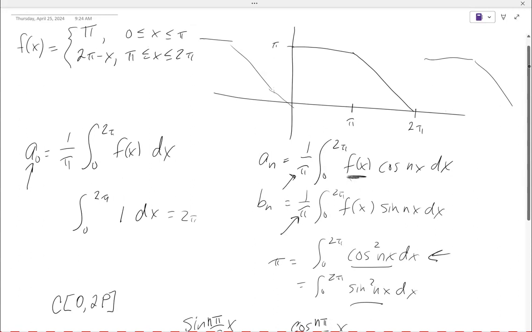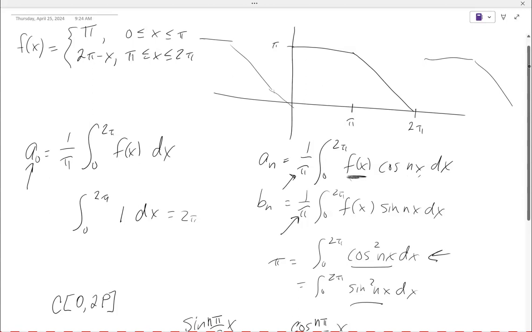And inside here, instead of having a simple nx, we'll have an nx times whatever factor we need to change the period to the new period.